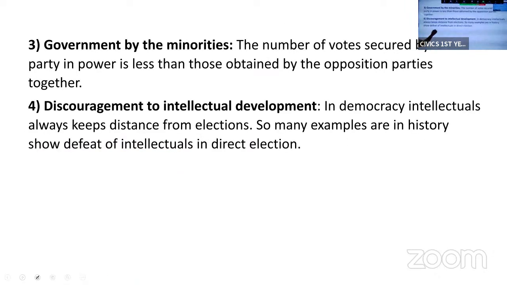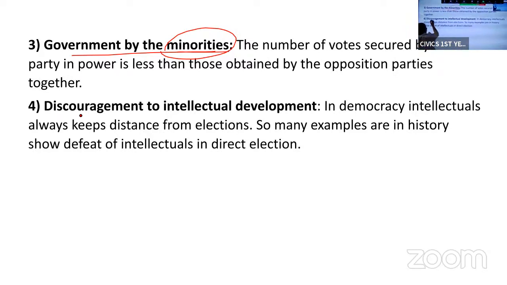Next, government by the minorities. Here we are saying government by the minorities. We say the party which secures maximum seats in the legislature will form the government. But if you add the numbers of members of all the opposition parties, it will be more than the majority party. So that is why we say it is a government by minorities.